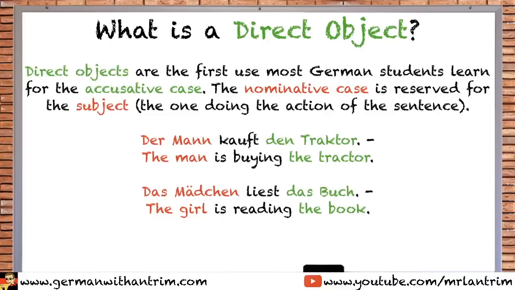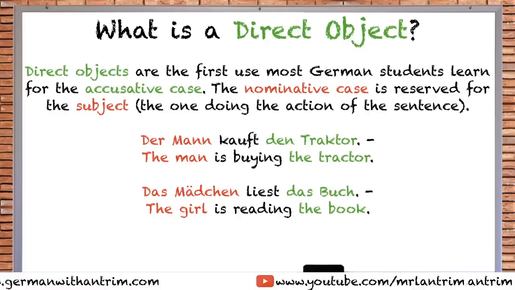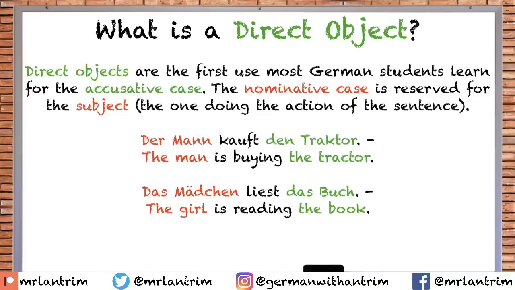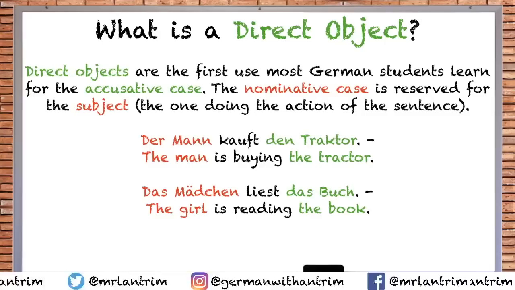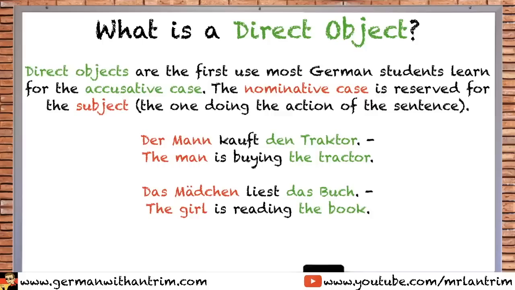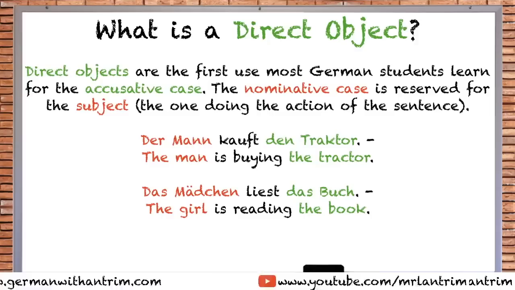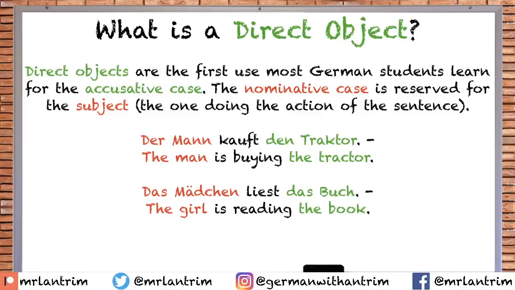Direct objects are, again, the thing that is most often taught first when you're learning the accusative case. And here we have a couple more examples of direct objects. We have der Mann kauft den Traktor. The man is buying the tractor. The man is the one purchasing something. The something he is purchasing is the direct object, which is what the tractor is doing in that sentence. We have the accusative case there. You'll notice that we have der Mann and den Traktor. These articles here tell us what case things are being used in.